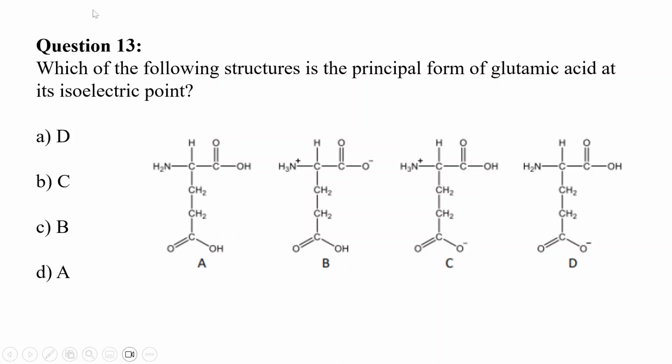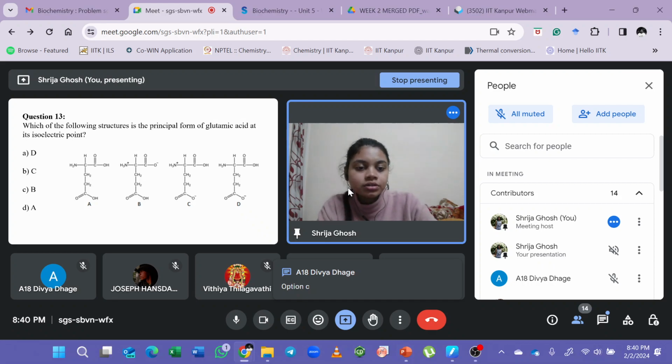So if we see option A, we have no charges on the amino acid, so we can say net charge is 0. Option B, if you see, there are charges on the amino and the carboxylic group.